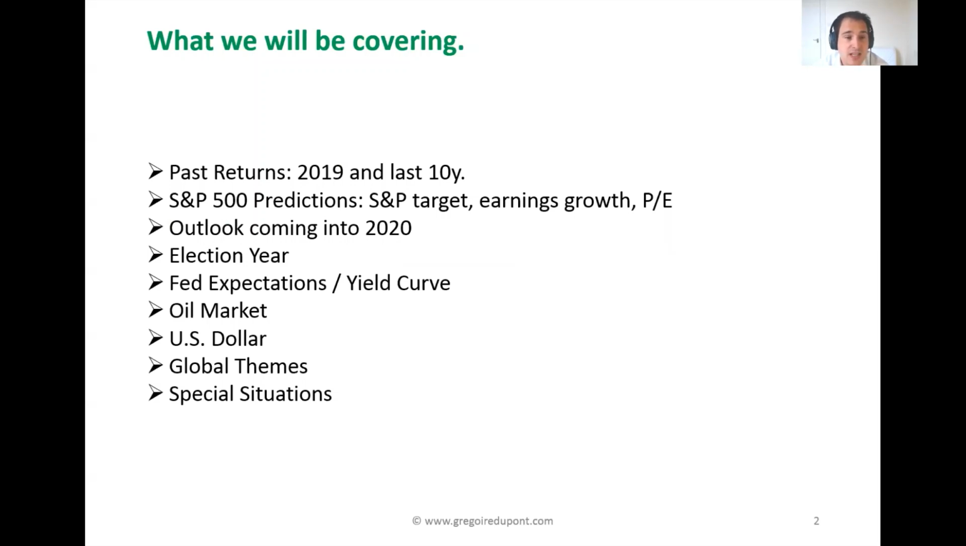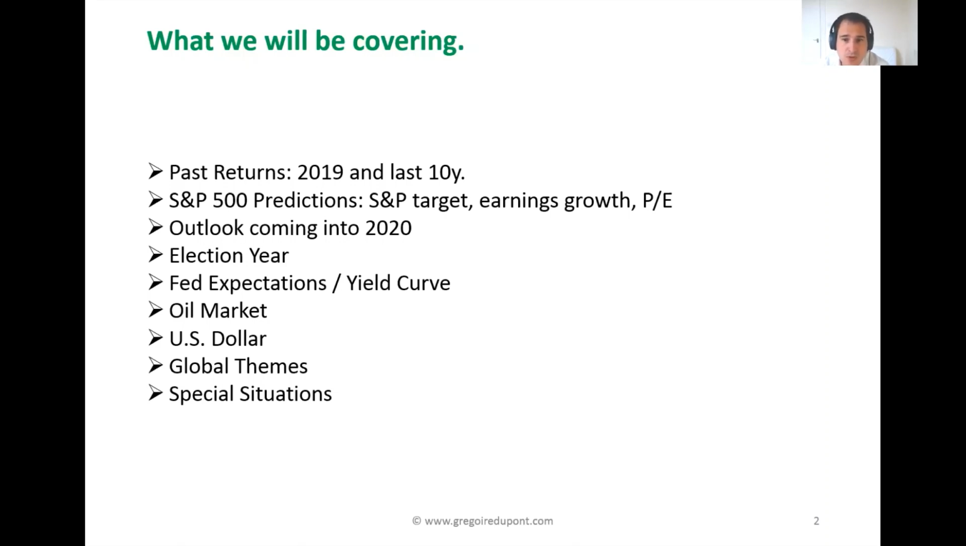Then we will be looking at the S&P 500 predictions, both the target, the earnings growth, and through the lenses of the P/E. Then we will be looking at the outlook coming into 2020, what brings the election year, the Fed expectations and the yield curve, meaning overall the credit market, the oil market, the US dollar. And then I would love to spend some time on some global themes and on some special situations.